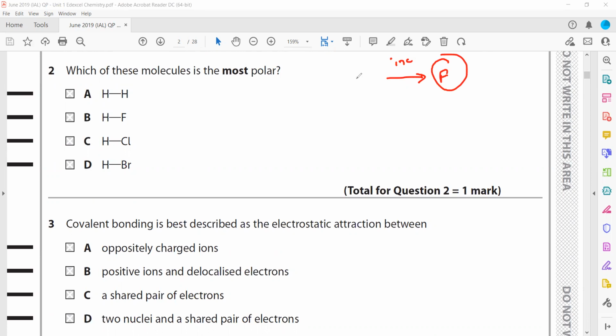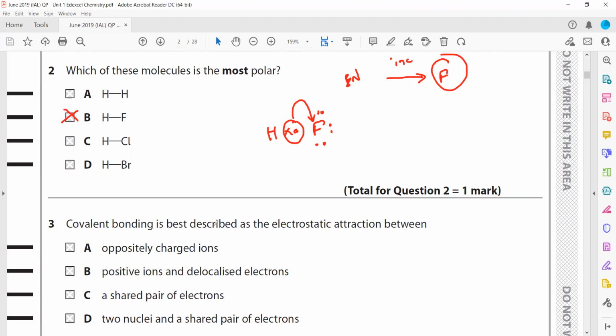Fluorine has the greater electronegativity, meaning it has a greater tendency to attract the shared pair of electrons. As a result, these electrons are shifted more towards fluorine. So there will be more partial negative and positive charge on hydrogen fluoride as compared to the other molecules. That's why B is the right answer.